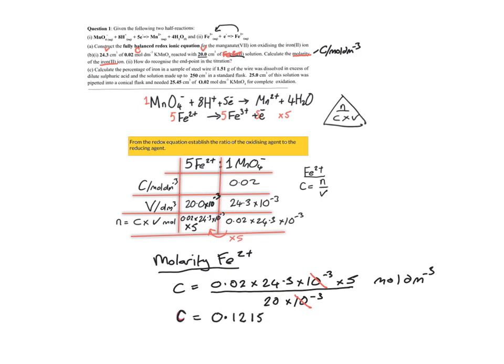On my calculator, it comes out to 0.1215. Now, let's look at the least number of significant figures in the data, and we can see here that's 3. So that would round to the concentration being 0.122 moles per decimetre cubed.